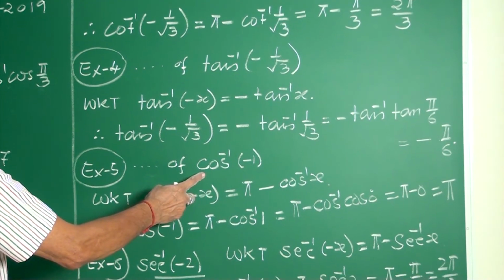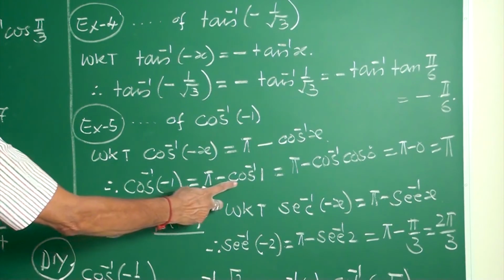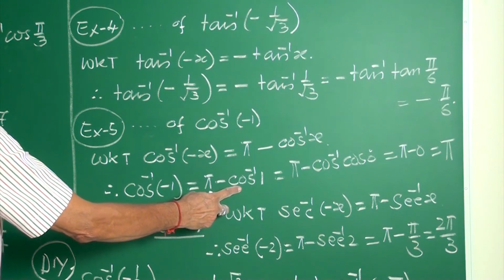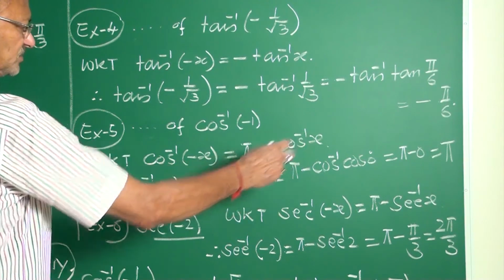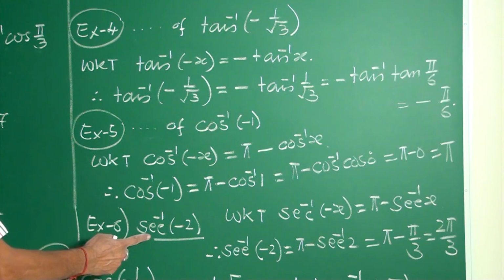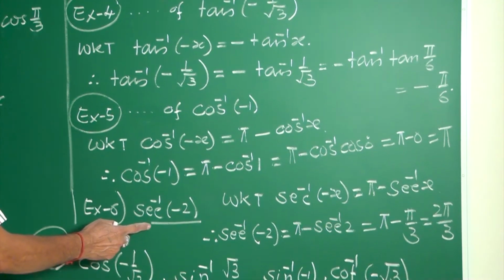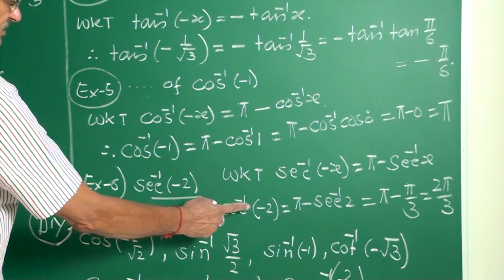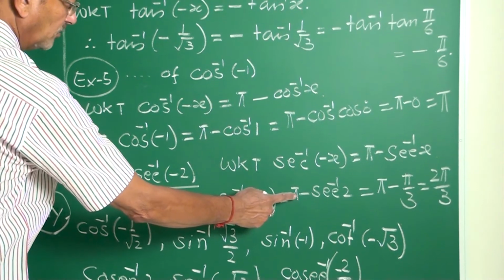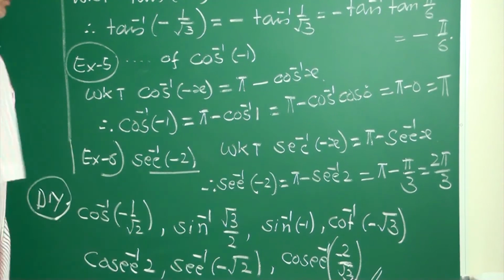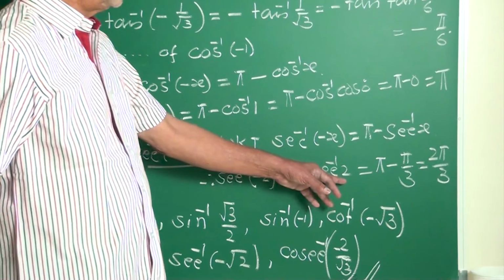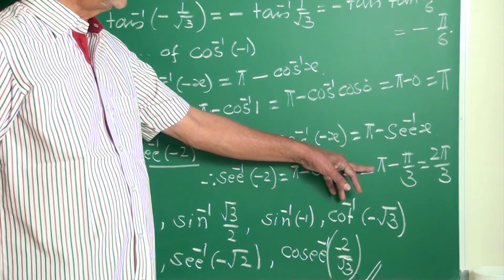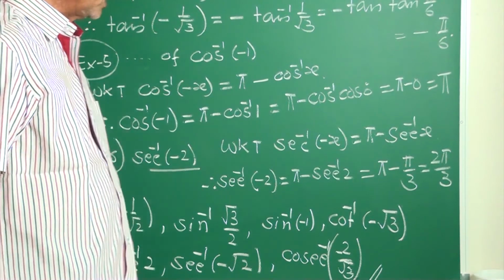Cos inverse of minus 1, same. Cos inverse 1 is 0. Pi minus 0 is pi. Sec inverse of minus 2. We know this property: pi minus sec inverse of 2. But what is sec inverse 2? 2 means 60 degrees. Pi minus pi by 3, which is 2 pi by 3.